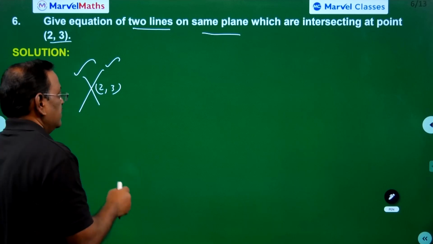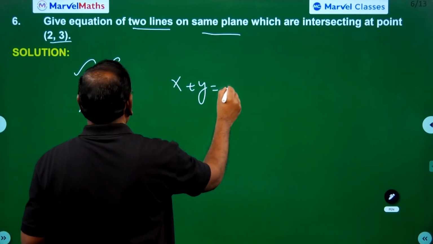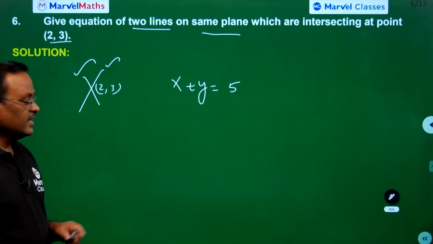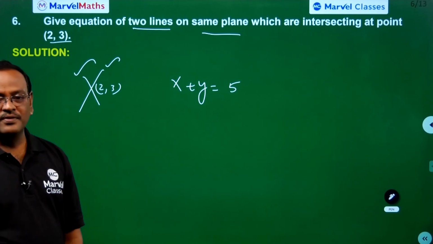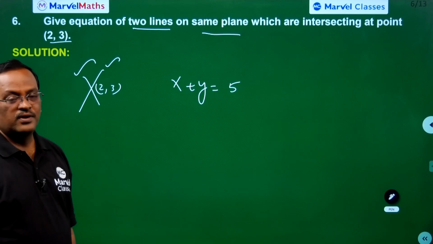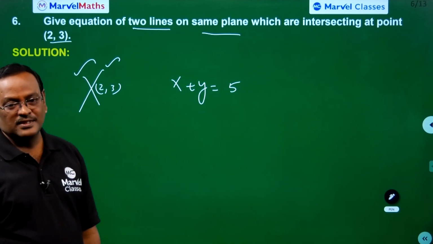So 2 plus 3 equals 5. So the first equation is x plus y equals 5. Add both the coordinates: x plus y equals 5. Substitute x equals 2 and y equals 3. That is one of the equations which passes through (2, 3).